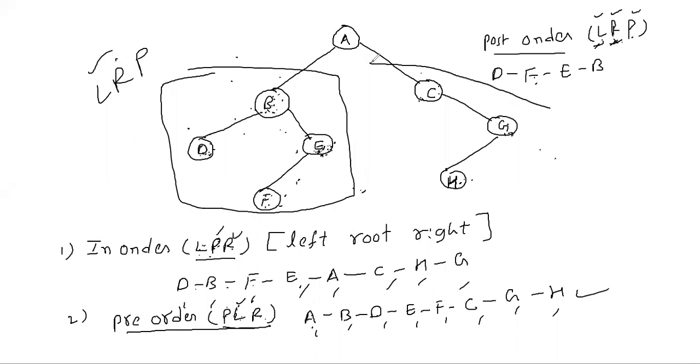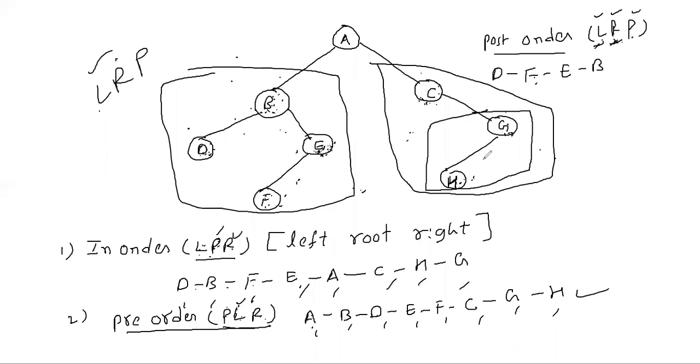So this is the right side. On this right side again C is there. C is a subtree. So now for this C also apply the same formula. Left, what is there? Left nothing will be there. Come to the right side. Right side, what is there? Again this subtree. First you think about this subtree.